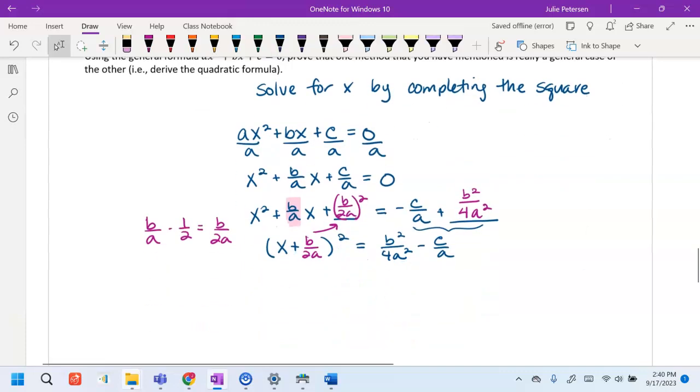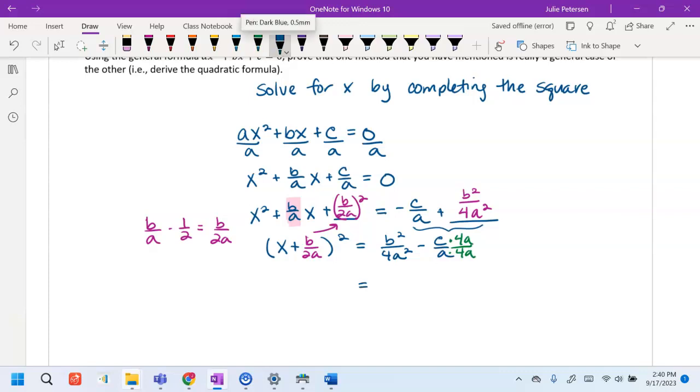In order to combine these, we need them to have a common denominator. And 4a squared is our denominator for the first one. That means I need to multiply the numerator and denominator of the second by 4a. Okay, so I've got b squared over 4a squared minus, and then c times 4 times a, so that's 4ac, and our denominator should be 4a squared. That's why we chose the 4a to multiply by.